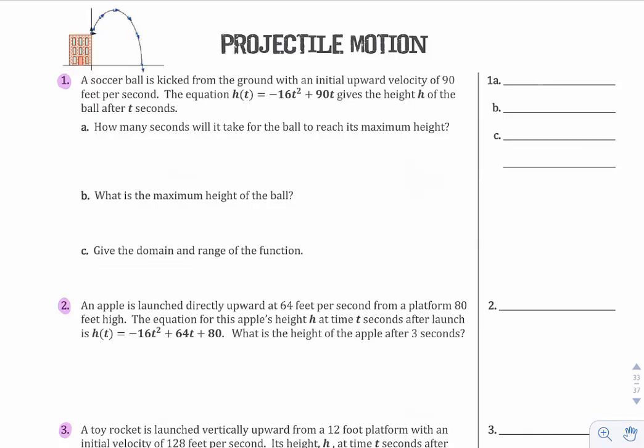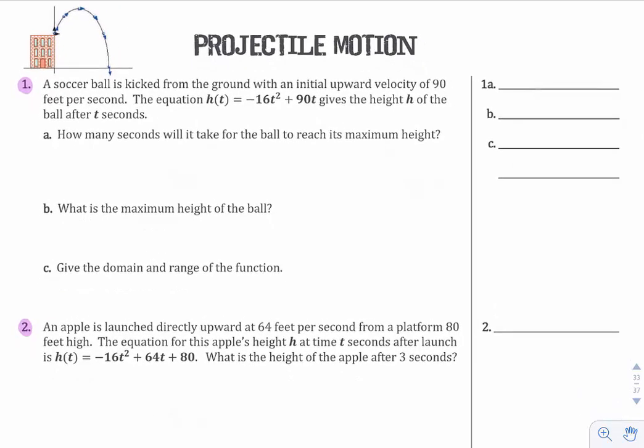So the first one that I have here, and it has a little sketch up on the top, we got a soccer ball. It's kicked from the ground with an initial upward velocity of 90 feet per second. And again, remember that upward velocity is going to be that constant next to your linear term. That is that initial upward motion. And remember, this negative 16 is going to represent that force of gravity in feet per second pushing back down on that object. So that's why it does not just go up forever.